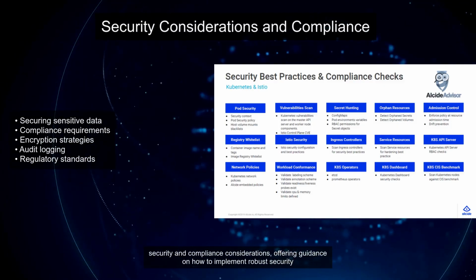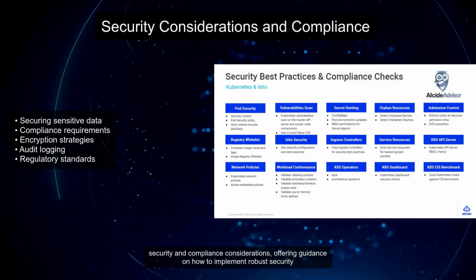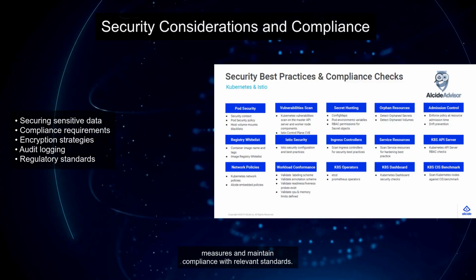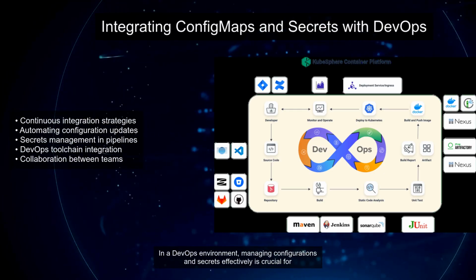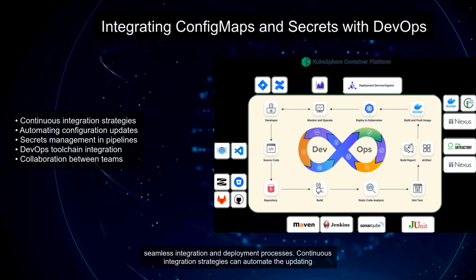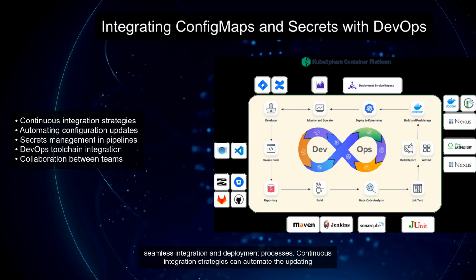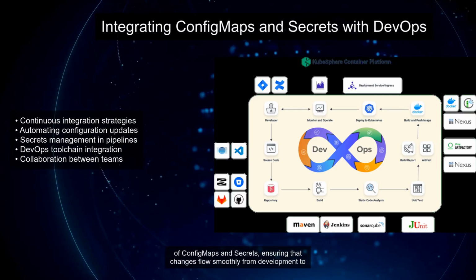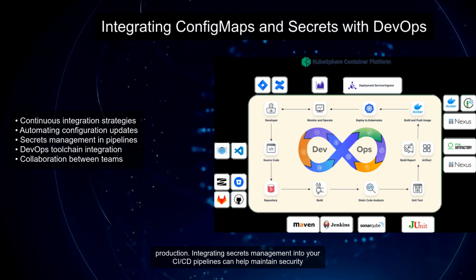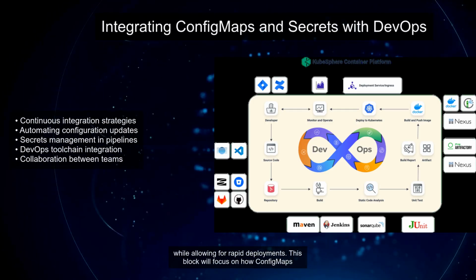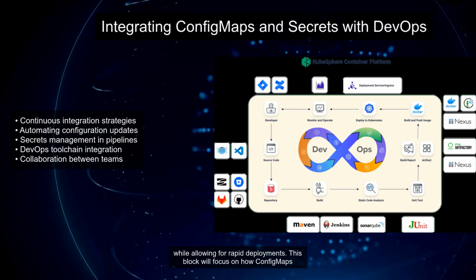This block will explore these security and compliance considerations, offering guidance on how to implement robust security measures and maintain compliance with relevant standards. In a DevOps environment, managing configurations and secrets effectively is crucial for seamless integration and deployment processes. Continuous integration strategies can automate the updating of config maps and secrets, ensuring that changes flow smoothly from development to production. Integrating secrets management into your CI/CD pipelines can help maintain security while allowing for rapid deployments.